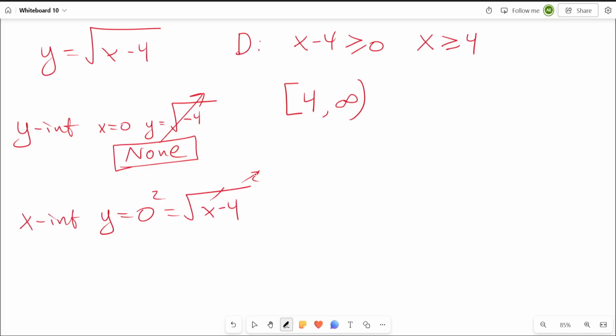I'm squaring everything, so squaring both sides. These cancel, 0 squared is 0, equals x minus 4. So x is going to equal 4. This is going to be my x-intercept. So my domain, I said that x is going to equal 4 or any value greater than 4. I do not have a y-intercept and my x-intercept is 4.